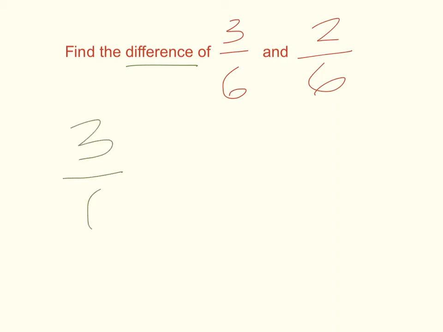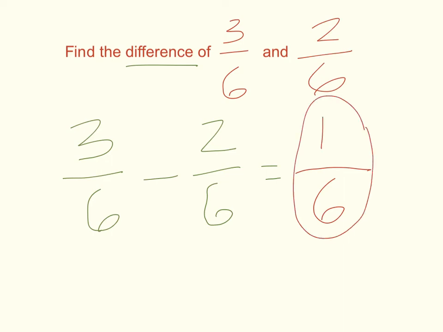So 3/6 minus 2/6. Again, remember, just like yesterday's video, just like today's video, you never, ever, ever, no matter what, subtract or add the denominators as long as they're alike. So 6 is my denominator. Then I go 3 minus 2 is 1. So 1/6 is my final answer. Pretty straightforward. Subtraction with fractions with like denominators, pretty straightforward.